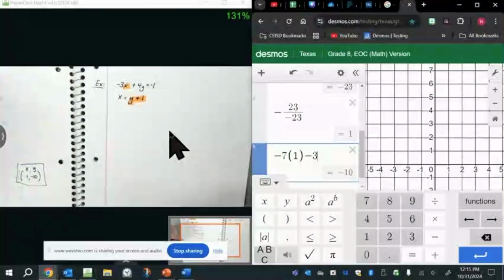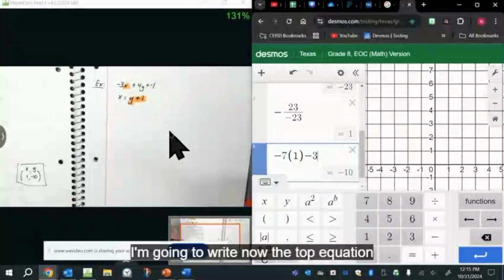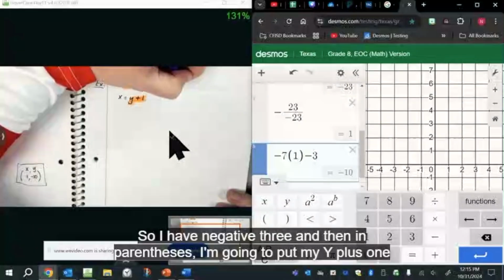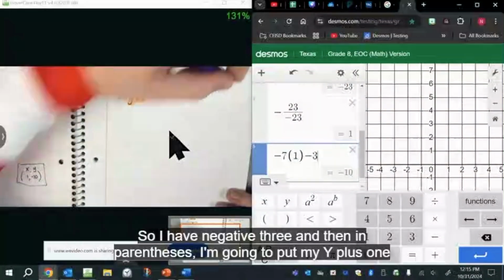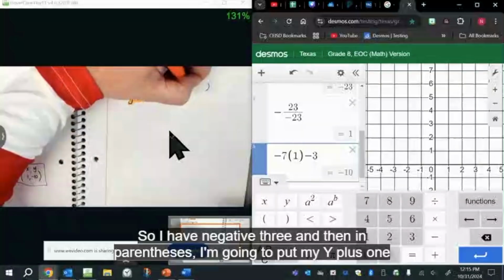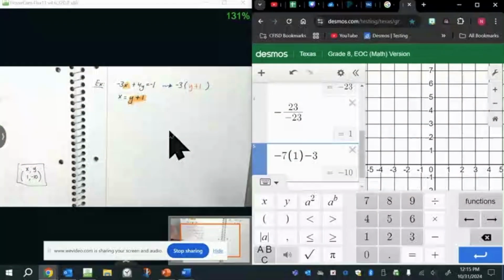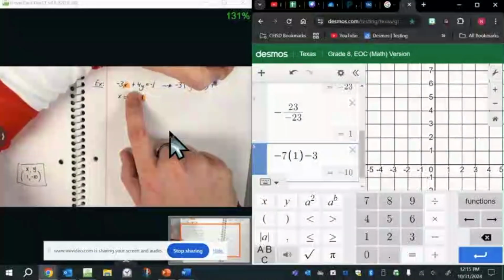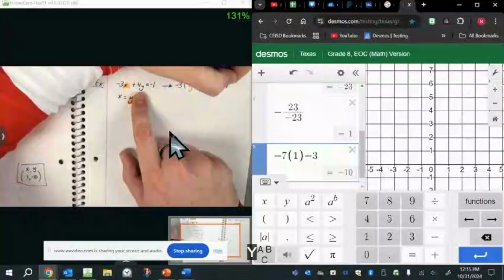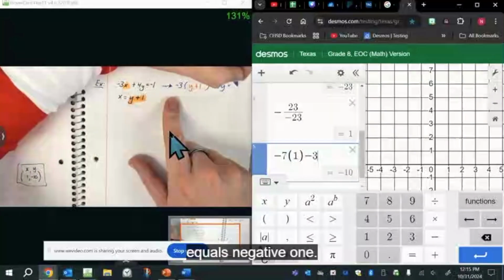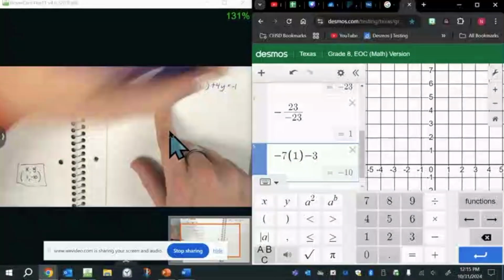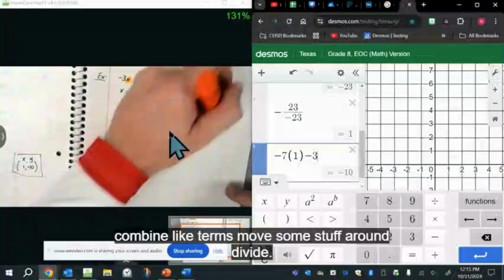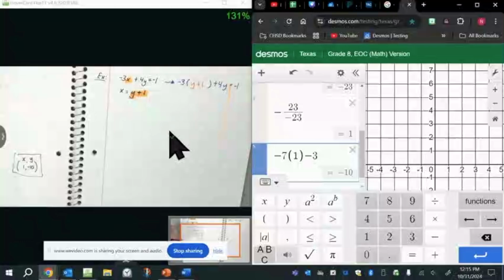So same thing. I'm going to write now the top equation with the substitution. So I have negative 3, and then in parentheses, I'm going to put my y plus 1. And then the rest of this is just going to read plus 4y equals negative 1. And so now I solve this. Same thing with my steps earlier. I distribute, combine like terms, move some stuff around, divide.